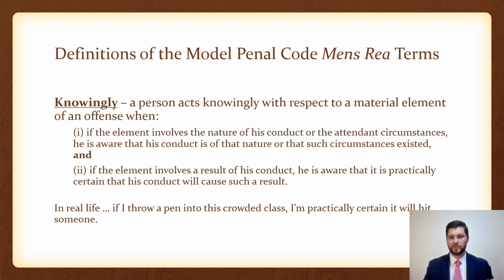Knowing is a little bit trickier, and I'll explain knowing like I do, and like a lot of attorneys do, when we're picking a jury and we have to explain what knowing is to a jury. So a person acts knowingly with respect to a material element of an offense when, number one, if the element involves the nature of his conduct or the attendant circumstances, he is aware that his conduct is of that nature or that such circumstances exist. And two, if the element involves a result of his conduct, he is aware that it is practically certain that his conduct will cause such a result. Again, a lot of words for not too difficult of a concept.